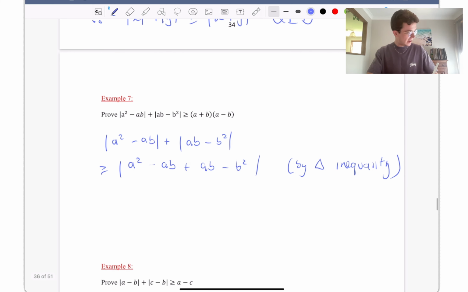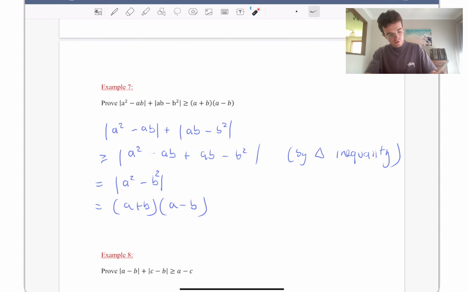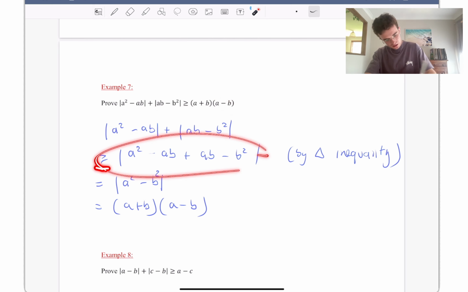If we expanded that, though, this is going to be equal to a squared minus b squared. Notice how I didn't put another inequality sign here, because it would be stating that this statement is bigger than this statement here, which it's not. It's equal to this statement, so that's why there's an equal sign there, which is equal to a plus b times a minus b. We're done. So we've proven that this is greater than this, but this is equal to that.